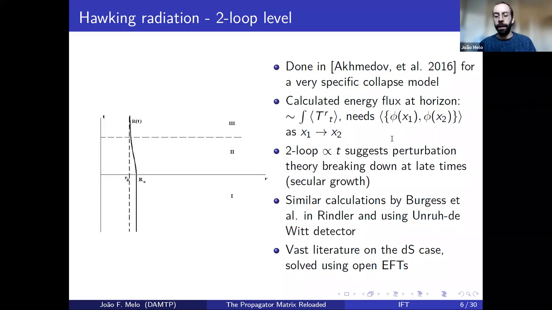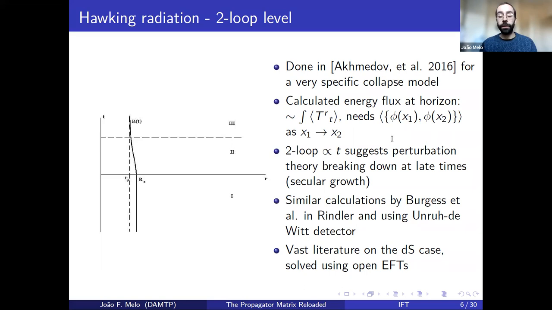I'll talk a little bit more about secular growth in the next slide, but just to point out, there's also some other calculations in other settings. This is not a new thing. For example, Cliff Burgess and collaborators did a lot of work in Rindler spacetime and using Unruh-DeWitt detectors in various spacetimes. And this has been even further in the past known for de Sitter, the secular divergences of de Sitter, that have only very recently been resolved.